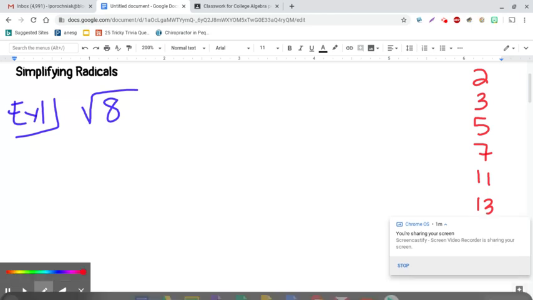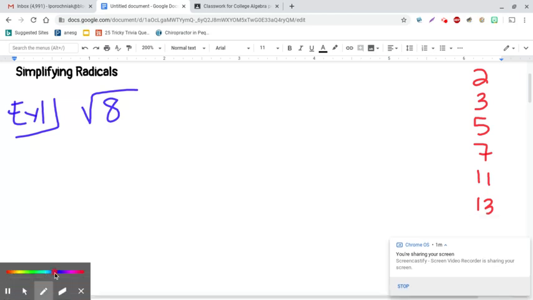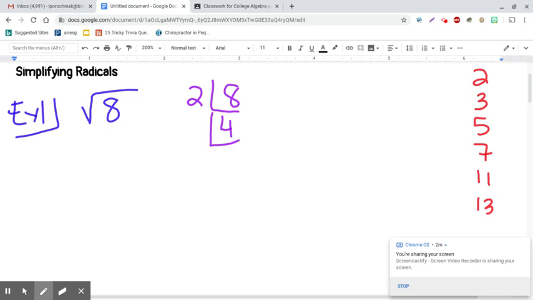So we're going to break down 8. We're going to take 8 over here and see what one of these numbers goes into 8. It's even, so I'm going to start with 2. So I'm going to take out a 2. 8 divided by 2 gives us 4. Now, what one of our prime numbers goes into 4? Well, again, it's even, so I would use 2 again. 4 divided by 2 gives us 2.